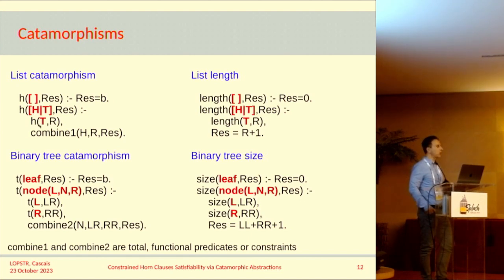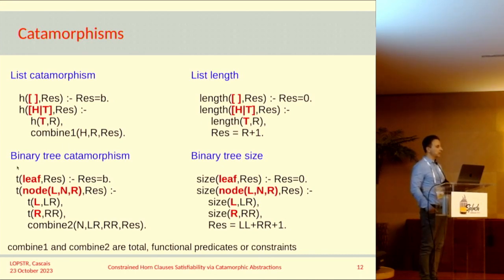This recursive call produces a result, and the final result is obtained by combining the result R with possibly h, by combine 1, h, r, res, where combine 1 and combine 2 below are total functional predicates or constraints, not necessarily catamorphisms themselves. So, for instance, the predicate computing the length of a list matches the schema, as you see. The length of the empty list is 0. The length of a non-empty list is computed by adding 1 to the length of the tail of the list.